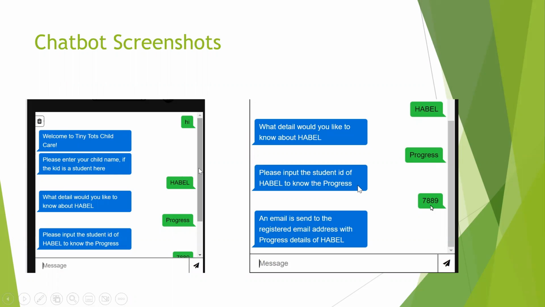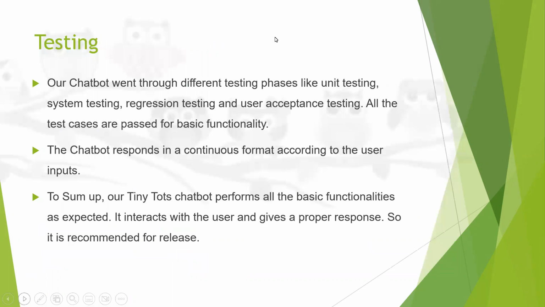And after getting the student ID, since it's a progress report, the chatbot says the details of the progress will be sent by email. So that's the screenshot of our chatbot. The next phases will be explained by Sanita. Over to you, Sanita. Thank you, Jisha.